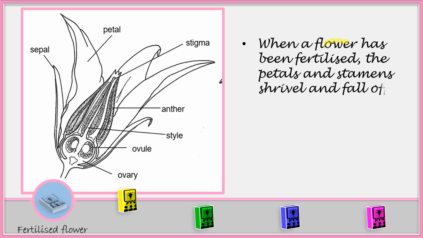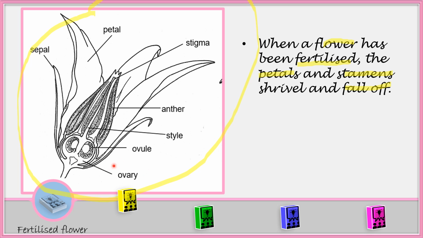When a flower has been fertilized, the petals and the stamen thrive and fall off. So we are looking at our tomato flower. Let's look at the different parts.